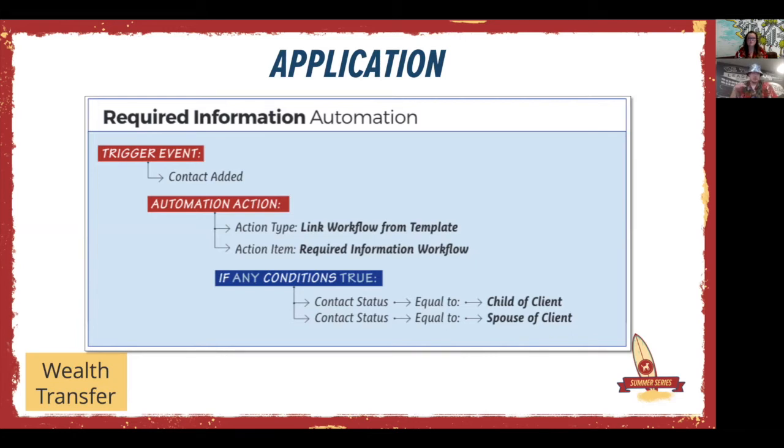That we're making sure that when certain actions are happening inside Redtail CRM, we're immediately prompted to take action on them. Earlier today, Curtis and Catherine went through how to create automation templates. Here is an example of one that you might use for a required information automation. When you add either a spouse or a child of the client to the database, you're going to record important things like their date of birth.